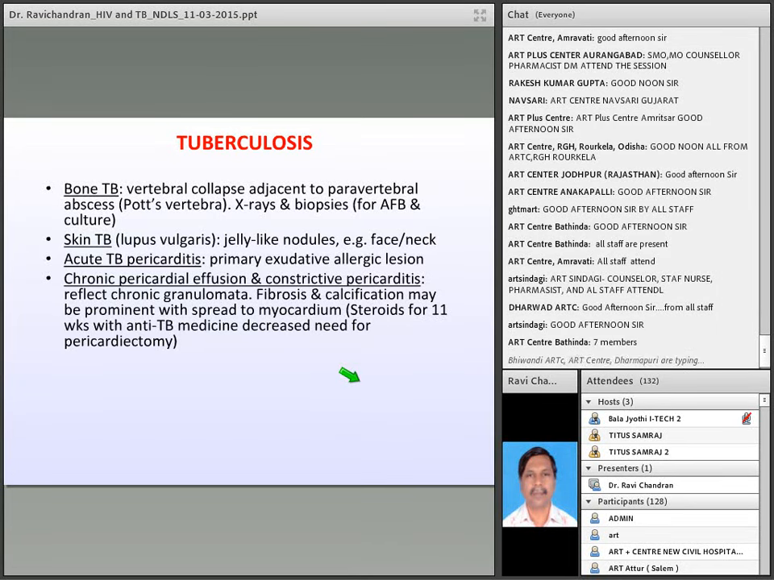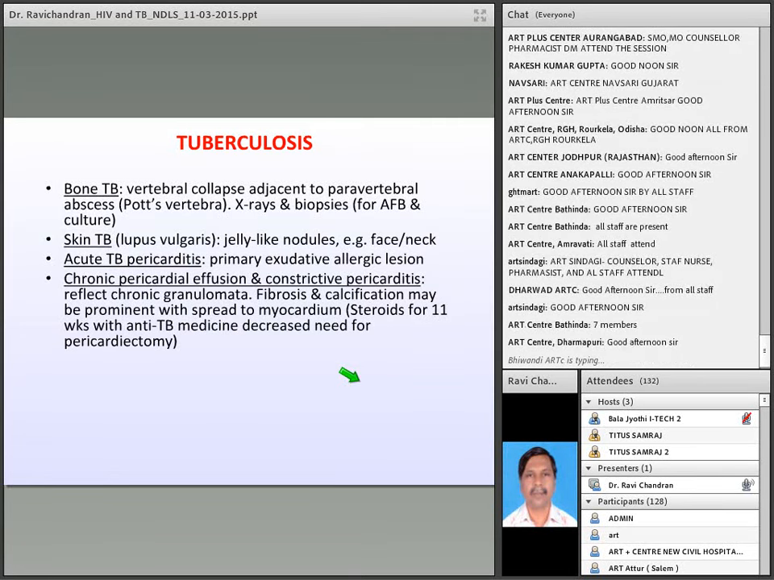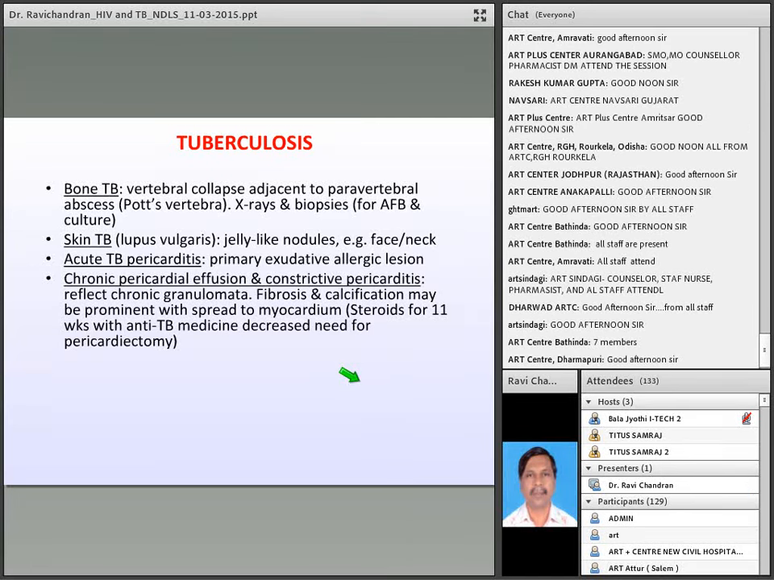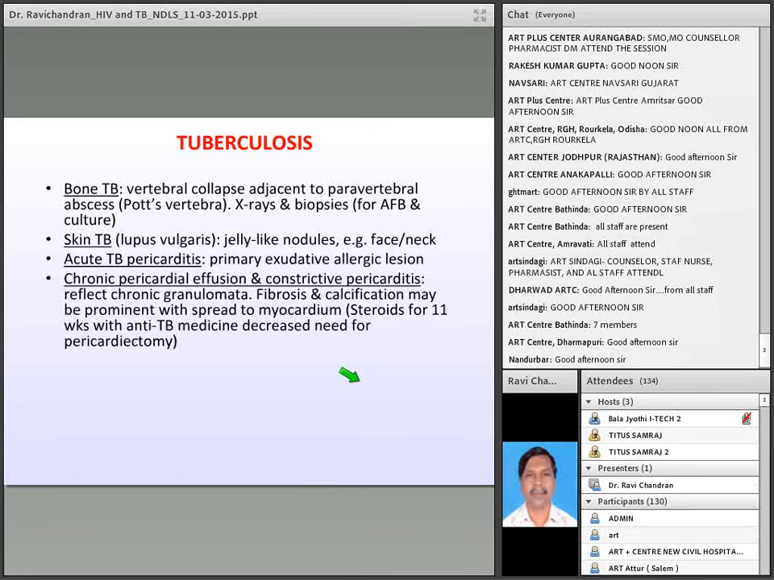The pericardium also may be involved, as I have shown in the picture, with an exudative tuberculous lesion. It is called exudative pericarditis. Chronic pericardial effusion and constrictive pericarditis can also occur due to chronic granulomatous inflammation. Fibrosis and calcification may be prominent with spread to the myocardium, and this condition warrants steroid therapy for at least 11 weeks along with anti-TB medications.